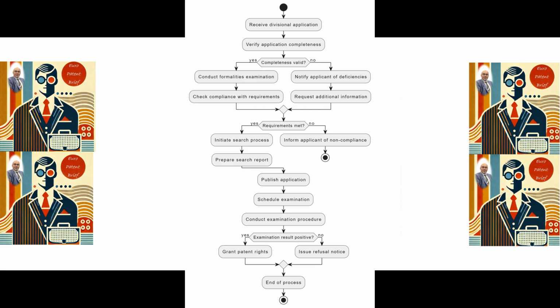1.5. Designation of the inventor. The inventor must be designated for the divisional application, even if they were already designated in the parent application. This is a separate, independent requirement. If the designation is missing or incomplete, you'll be invited to correct it within 2 months.